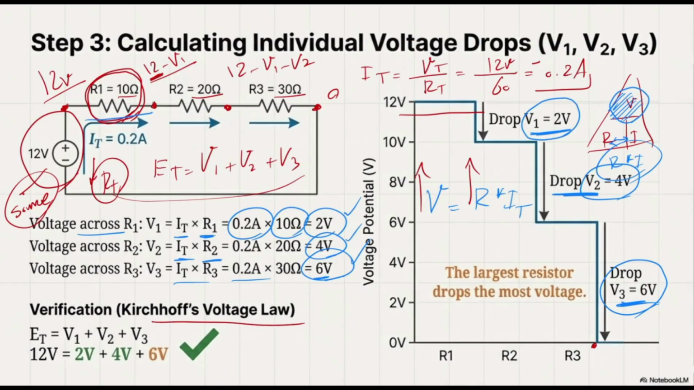And we also in some way prove the KVL: if you add all of them, you do have the 12 itself.